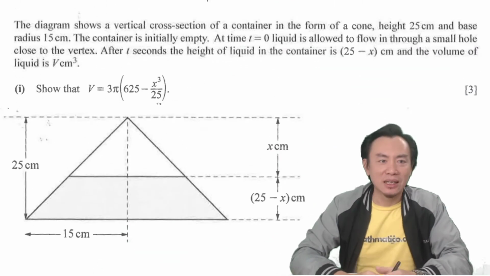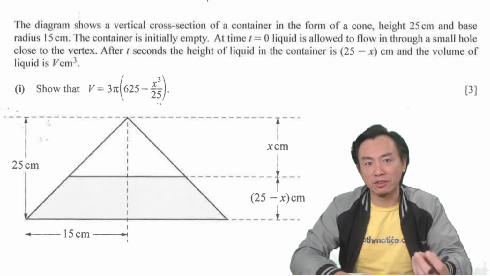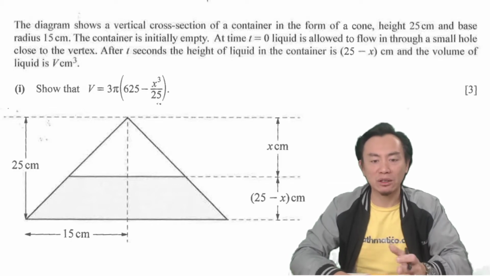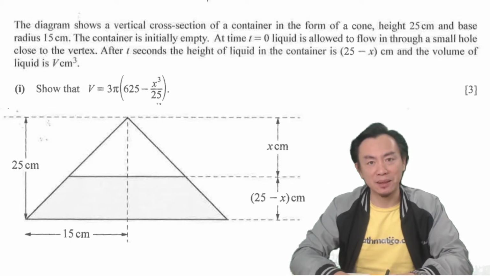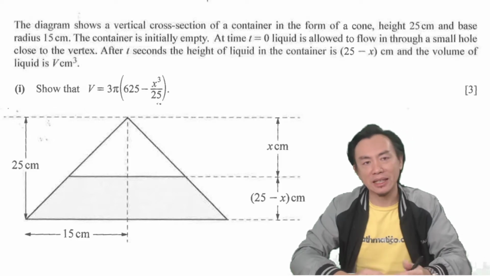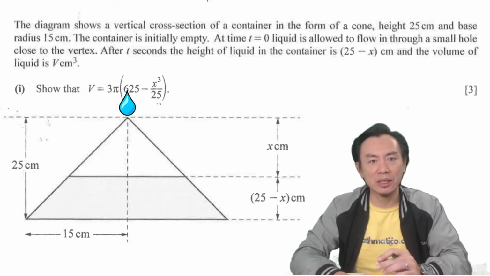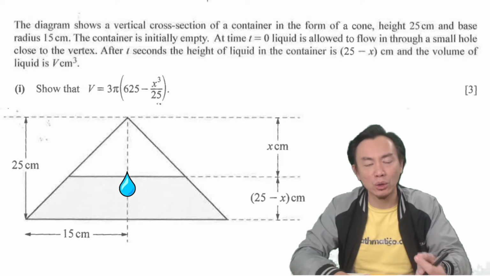Okay, part 1. The diagram shows a vertical cross-section of a container in the form of a cone, height 25 cm and base radius 15 cm. The container is initially empty. At time equals 0, liquid is allowed to flow in through a small hole close to the vertex.